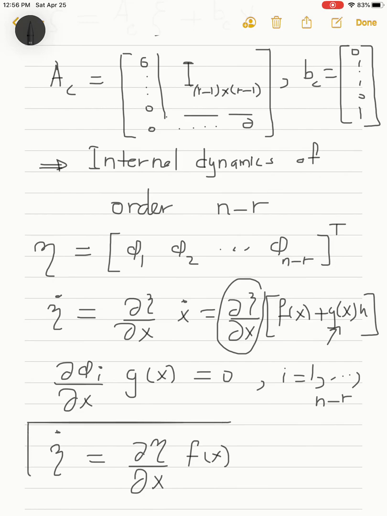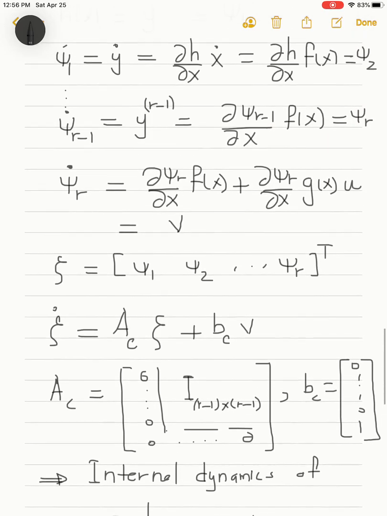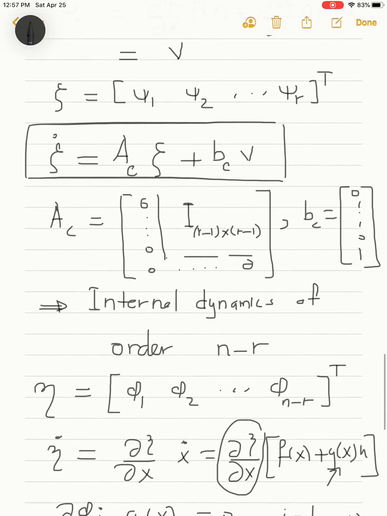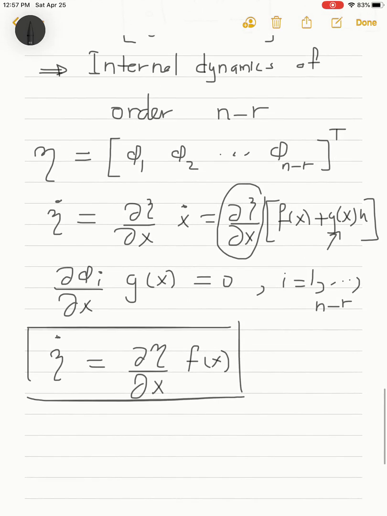So this equation for eta dot, besides the equation for zeta dot, will give me the complete state variable equations of the new system.